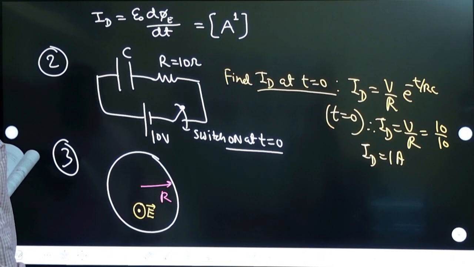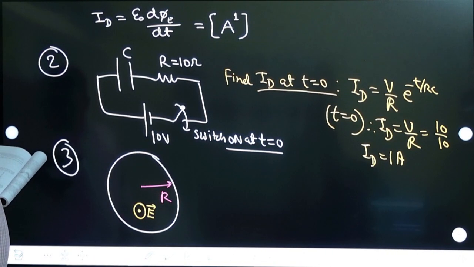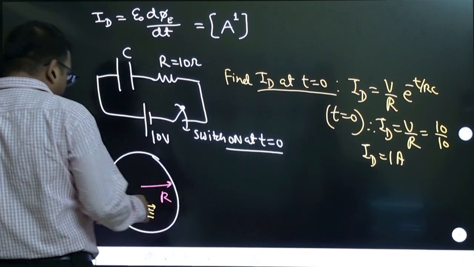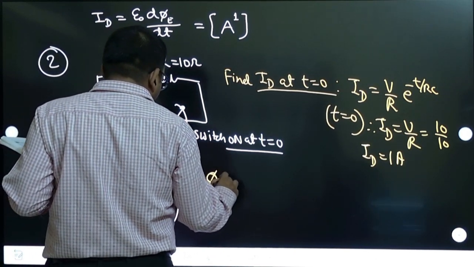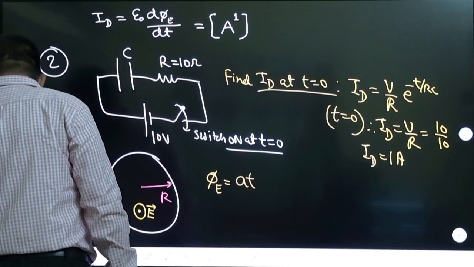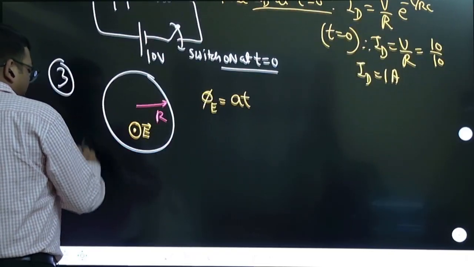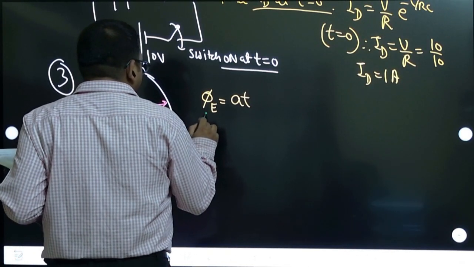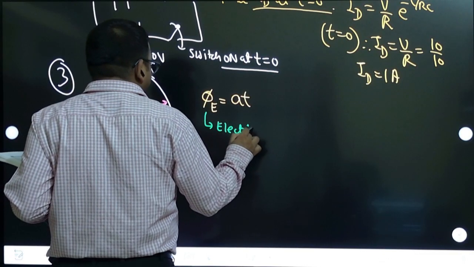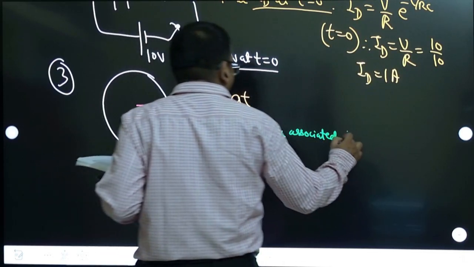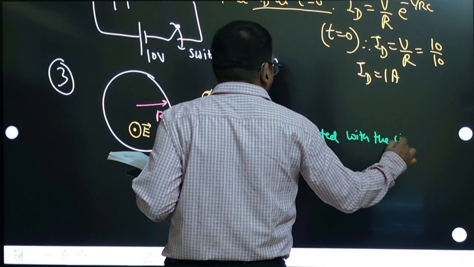Is it mentioned in the question? The figure shows a circular region of radius R. A uniform electric flux is directed out of the plane of the page. Electric field they have not mentioned, but they are saying electric flux is associated with this. That flux is coming out of the page and it is given as A into t, where A is some constant and t is time. Now this question is very important. Here most of the people will make mistake. What is given is electric flux, associated with the circular region.